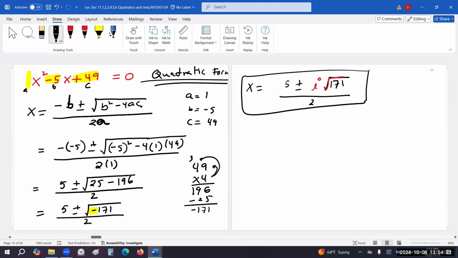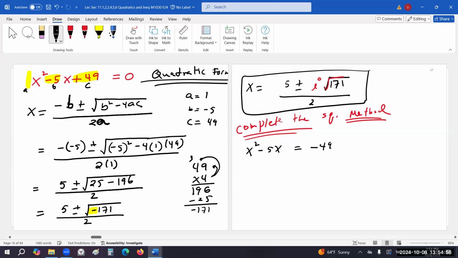The quadratic formula is easier when you have smaller numbers to work with. 49 is not that small, so it bumps into a problem. We should get the same answer with the i, but let's do it just to check. Complete the square method: we have x squared minus 5x equals negative 49, right?